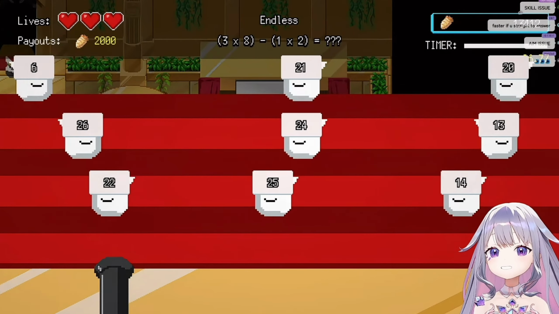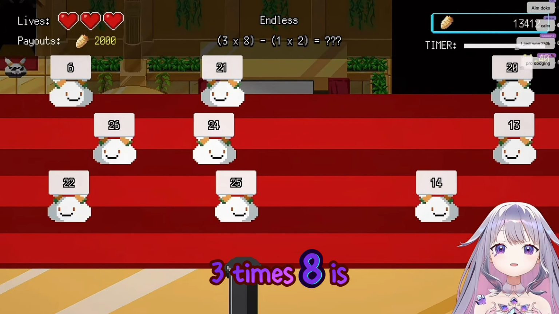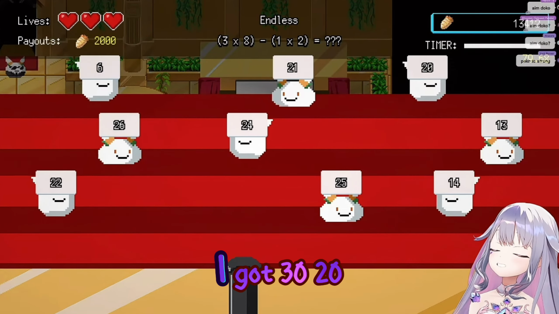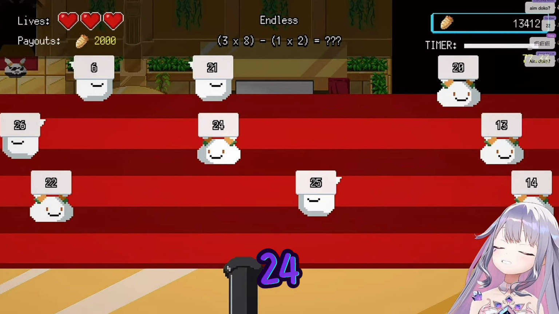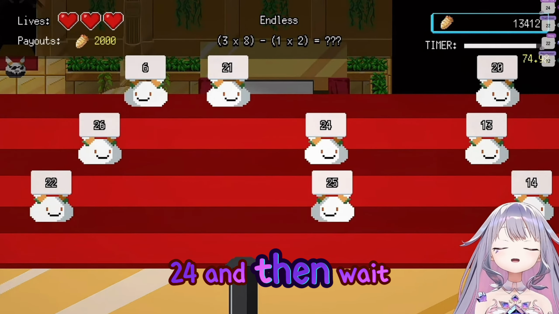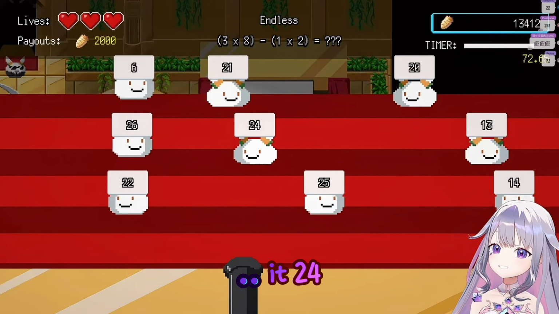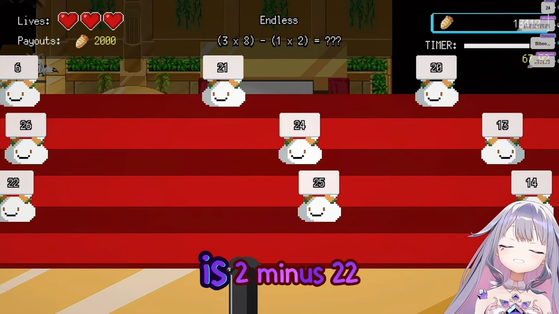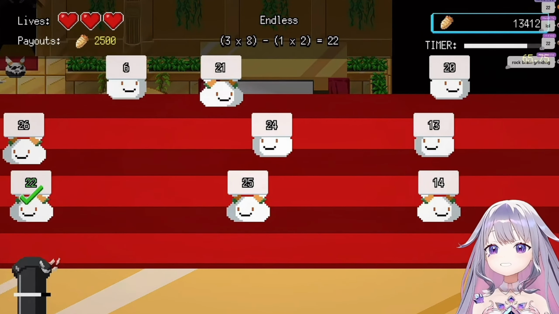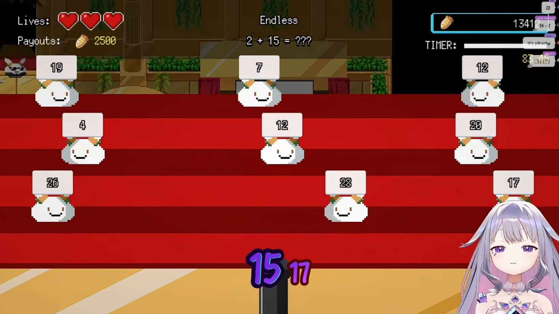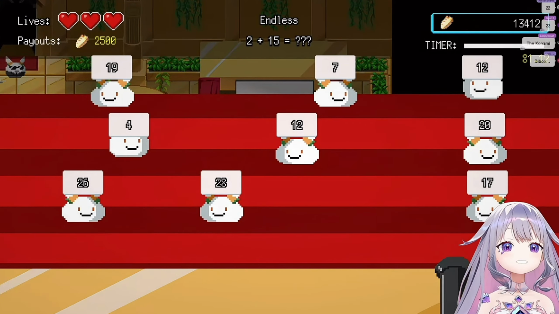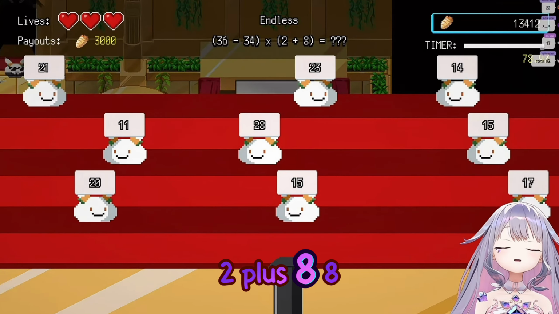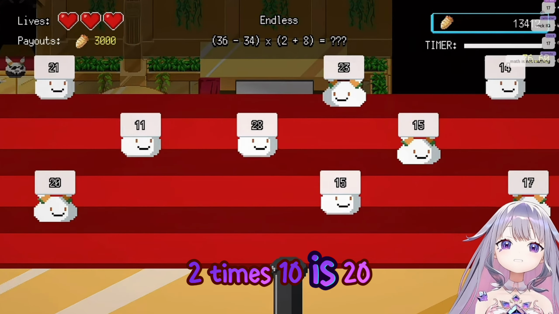Okay. 3 times 8 is 24. And then wait, 3 times 8 is 24. And then 1 times 2 is 2 minus 22. Okay, and then 2 plus 15, 17. And then 36, that's 2. 2 plus 8, 8, 9, 10. 2 times 10 is 20.